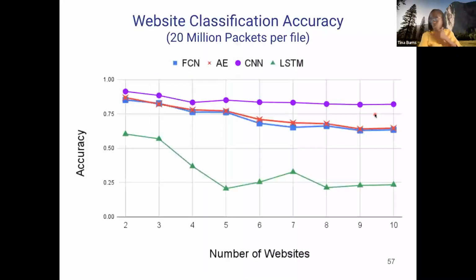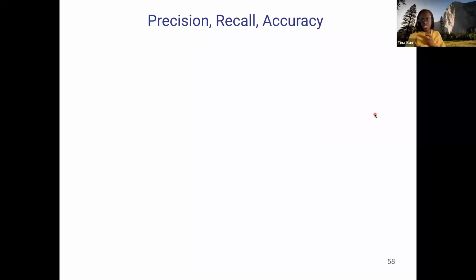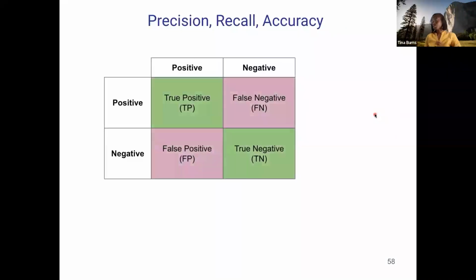Now, what I was looking at here was accuracy, meaning out of all the data that's sent, how much am I predicting correctly overall? But if you want to look at the classes themselves, meaning the websites themselves, you need different metrics. So for that, I'm looking at precision, recall, and the F1 score.